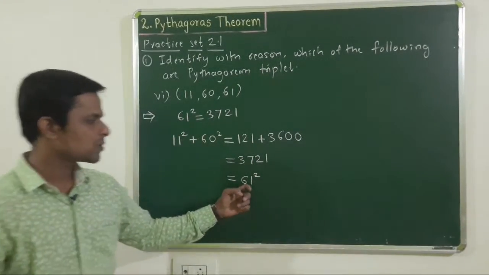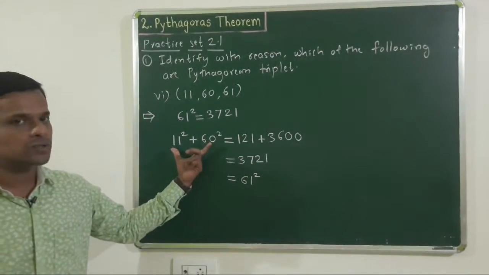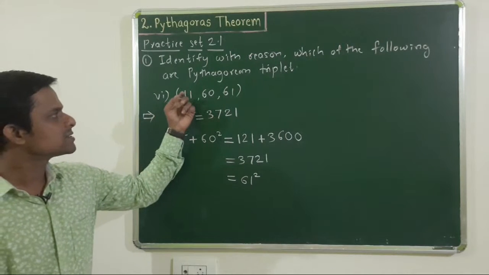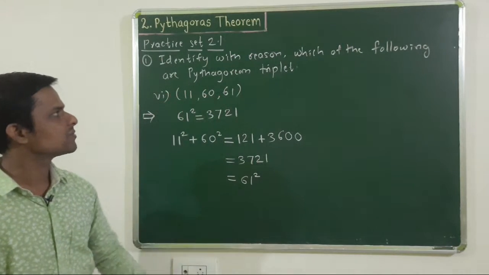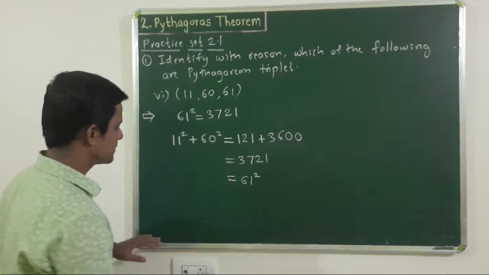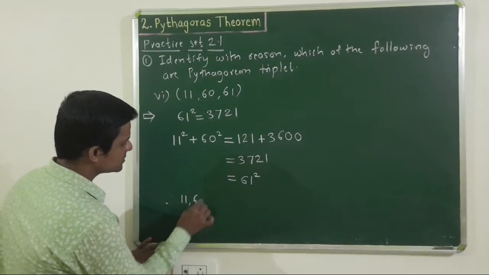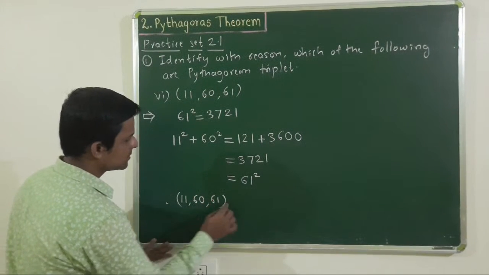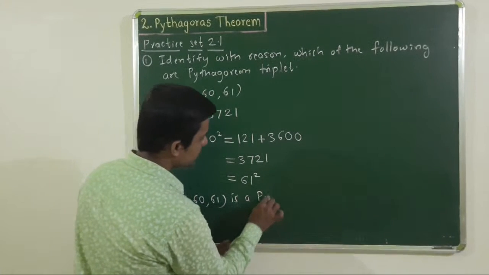Means the square of the bigger number is equal to the sum of squares of the remaining 2 numbers. Hence, this triplet, that is 11, 60 and 61, is a Pythagorean triplet.